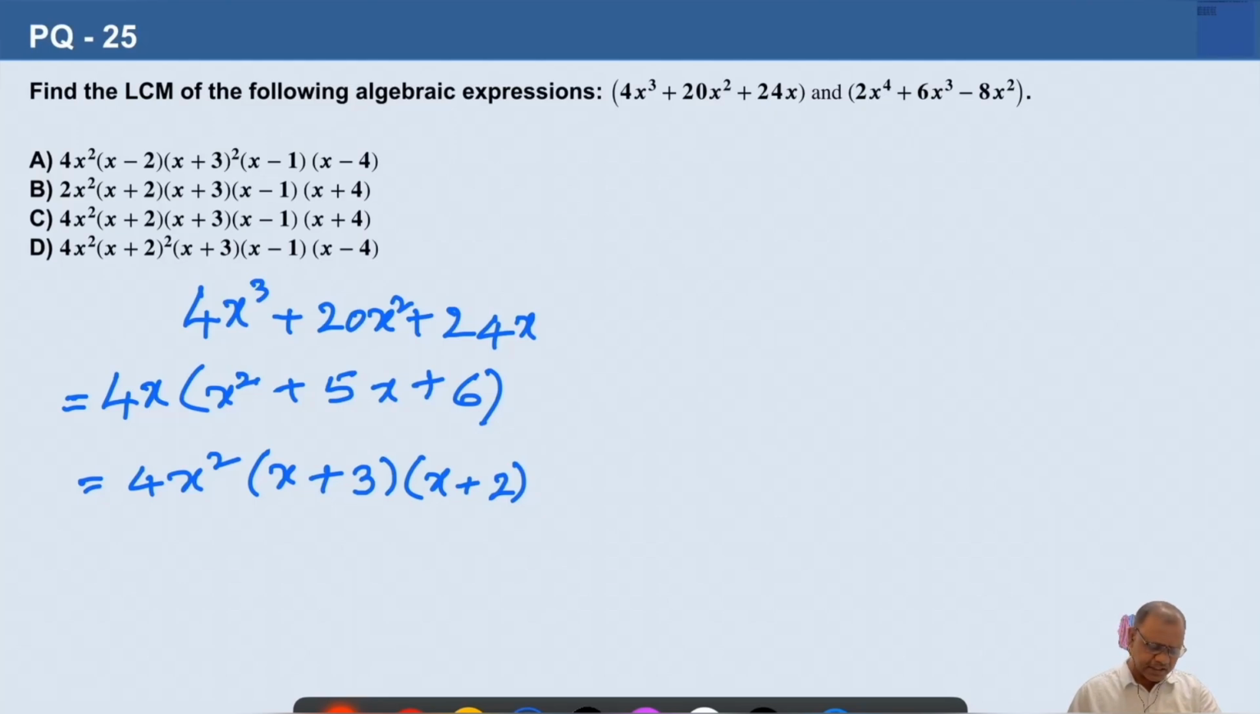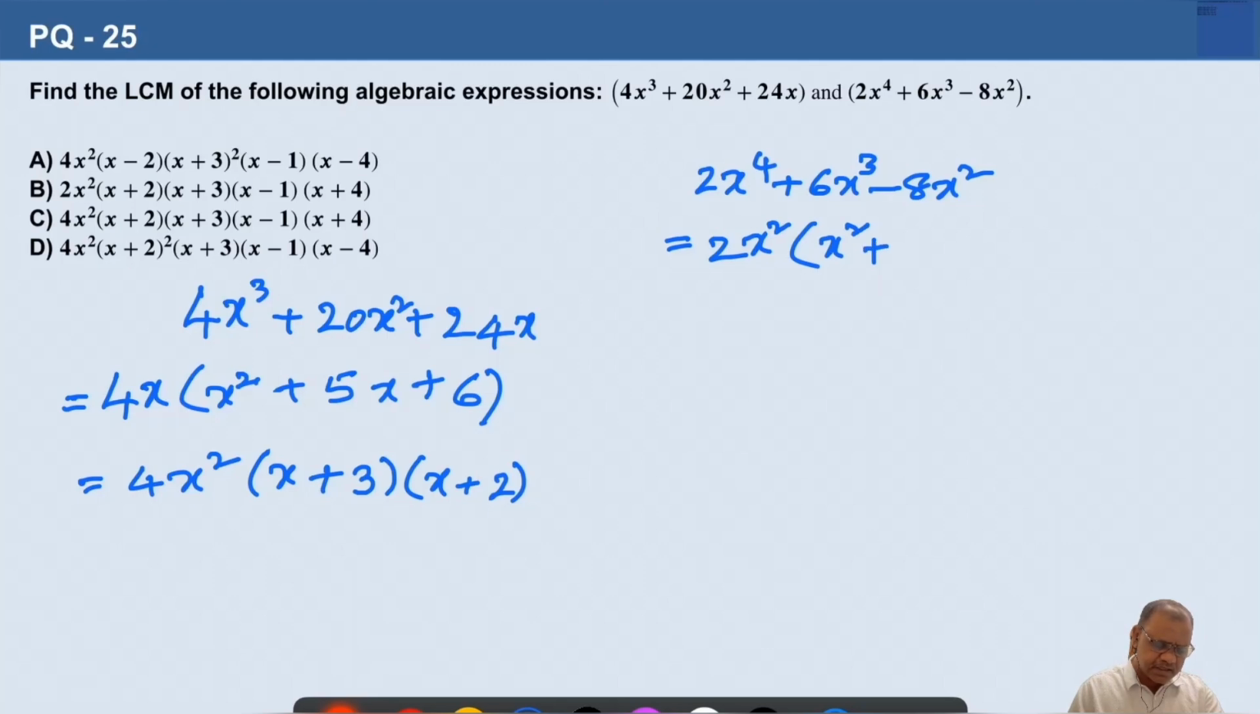So these are the three factors. So similarly, next expression is 2x power 4 plus 6x cube minus 8x square. Here all the three coefficients are divisible by 2. 2 is common, and also x square is common. So in the first term, x square remains. 6 is divisible 3 times and 1x remains. 8 is divisible 4 times, x square is taken common, only 4 remains here.